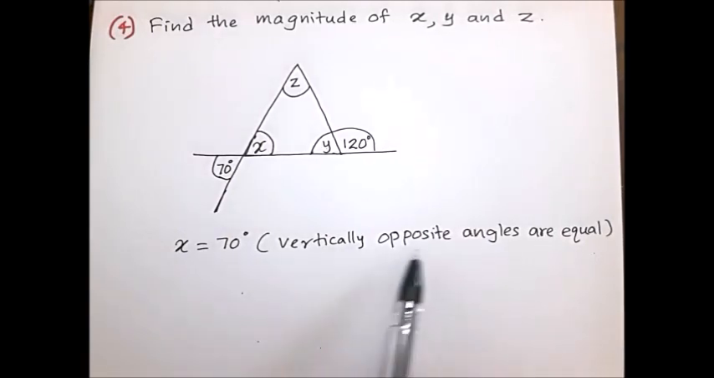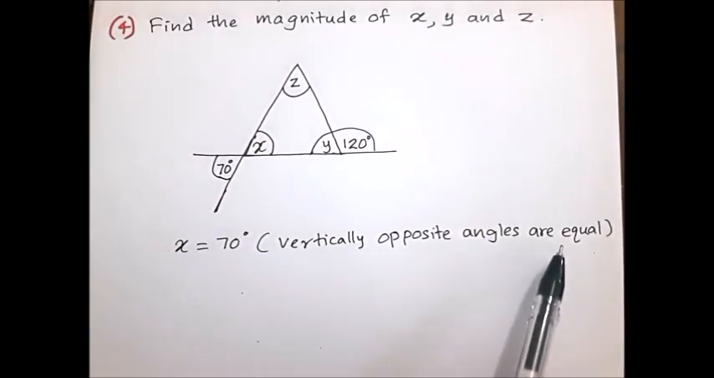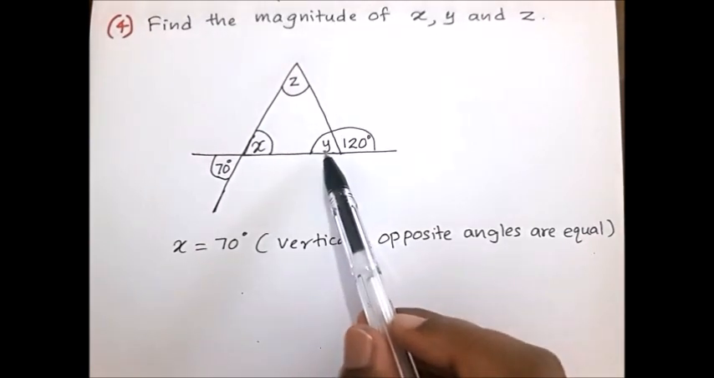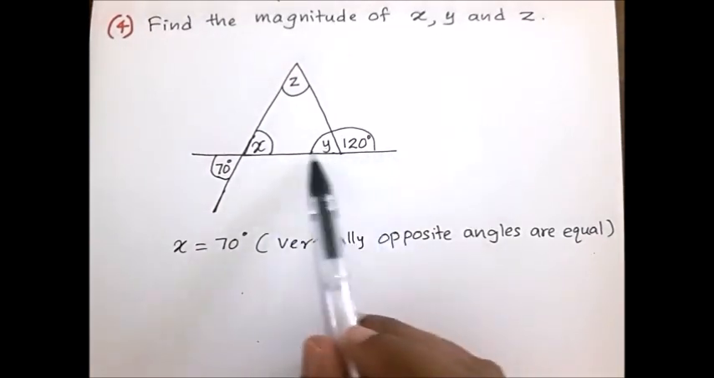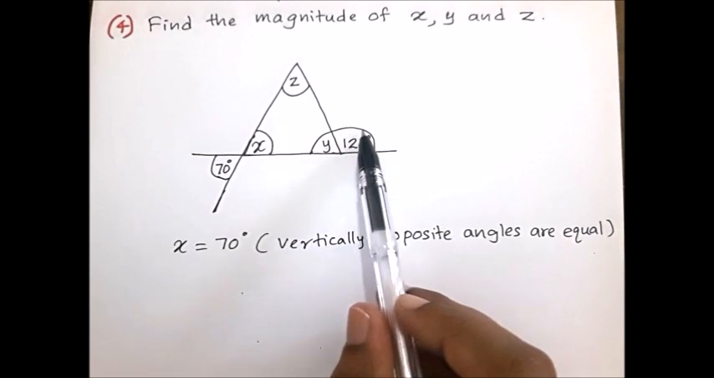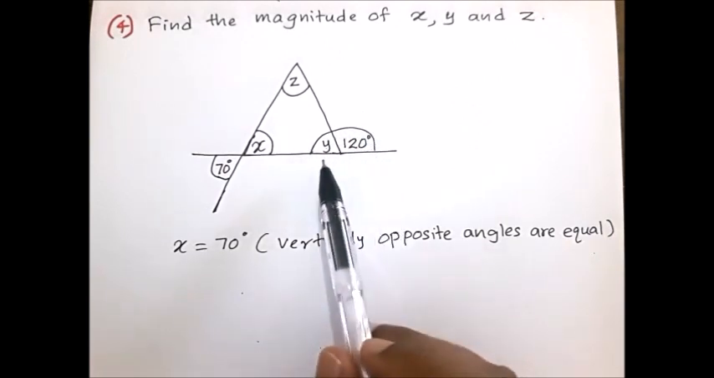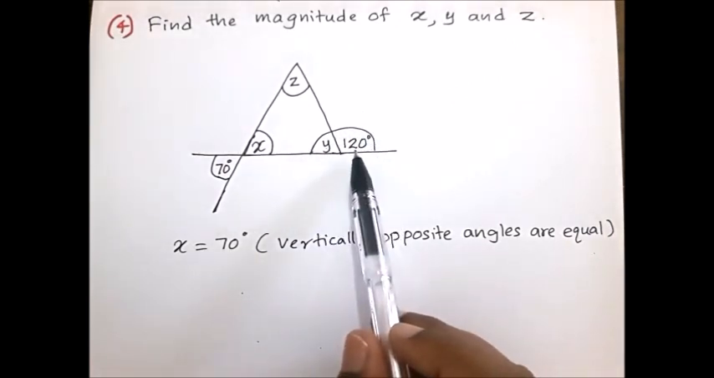Vertically opposite angles are equal. Then find the magnitude of y. This is a straight line. What can you say about the sum of angles on a straight line? It is equal to 180 degrees.